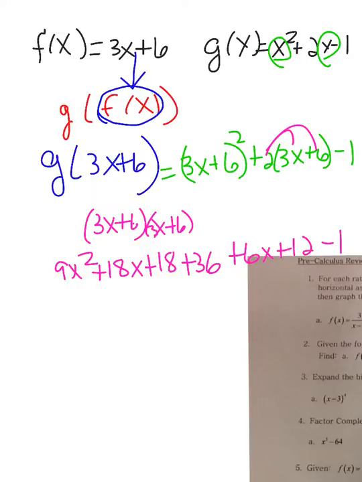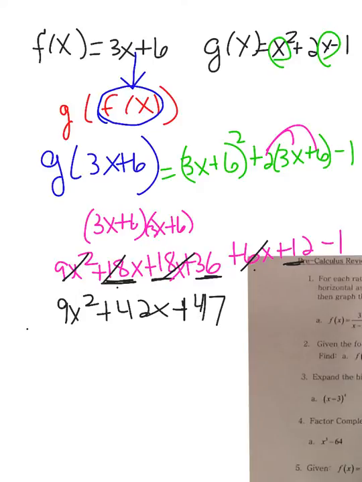So we'll combine like terms, so I have 9x squared. So 18x and 18x is equal to 36x, plus 6x is 42x. Right, so I did those. So now I have 36 plus 12 is 48, minus 1 is 47.